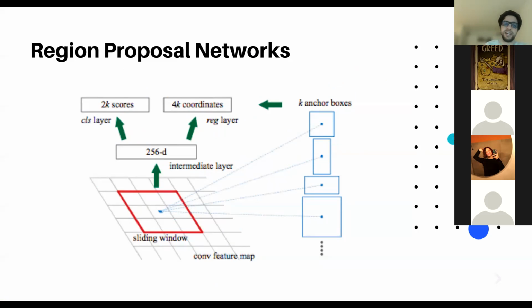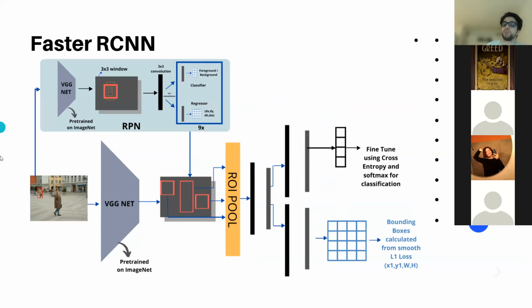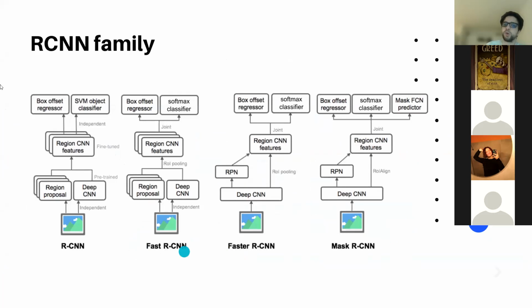So just to recap, the faster RCNN is a very simple architecture that combines fast RCNN with another architecture called RPN, which are region proposal networks that replace the selective search algorithm. So this is a quick recap of the RCNN family.